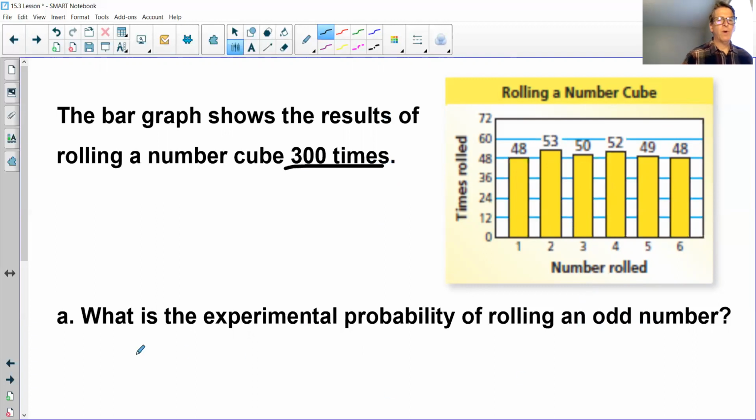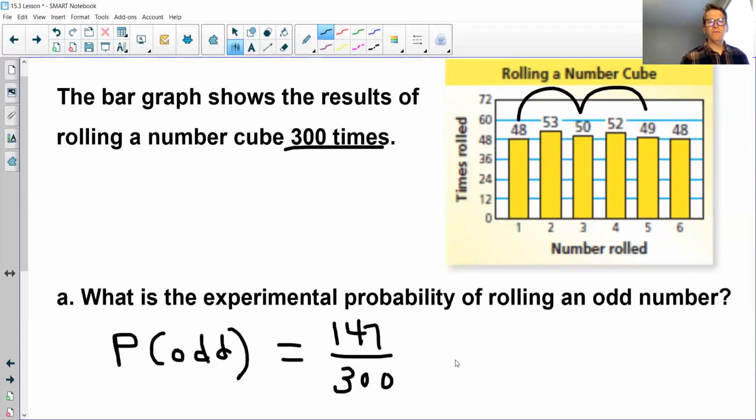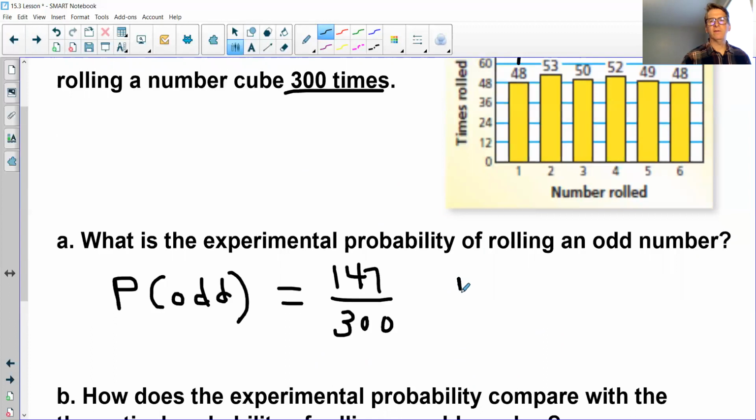Okay, so probability of odd, in this case, we're going to take the 48 plus the 50, you get 98, plus the 49, we're going to get 147 over 300 rolls. So that's the probability of rolling an odd, or about 49%.